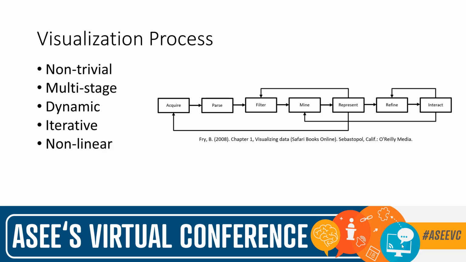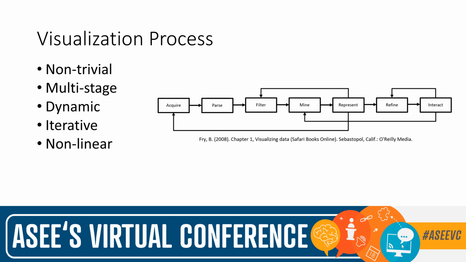Visualizing data is a non-trivial, multi-stage, dynamic, non-linear process. For this work, the 7-stage process, illustrated and described by Ben Fry, shown here, is adopted. There are numerous models and approaches that describe the visualization process. This model was selected for its simplicity and ease of understanding the inherent iterative structure of the process.